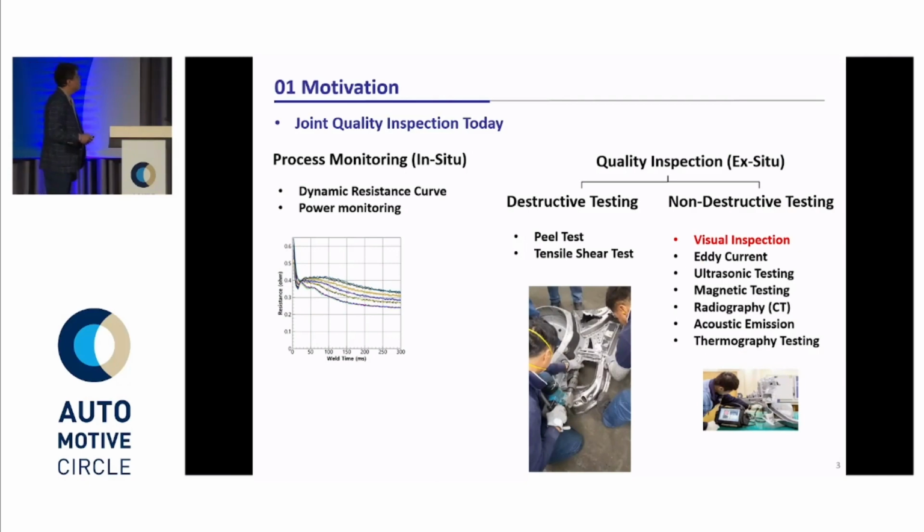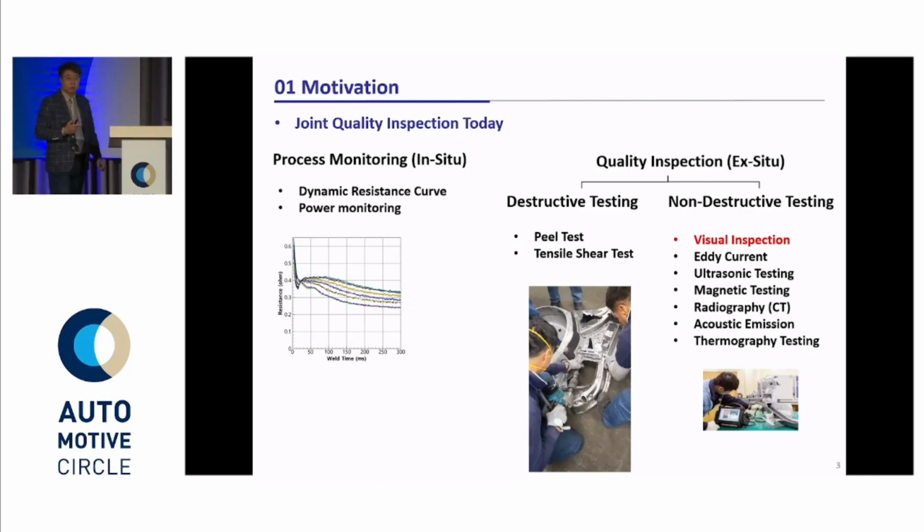The first one is the visual inspection, which doesn't have very high accuracy. And also eddy current and ultrasonic testing, magnetic testing, radiography, acoustic emission, thermography testing, all of those have been widely applied, and they show relatively good sound inspection results, and people have used them for a long time.